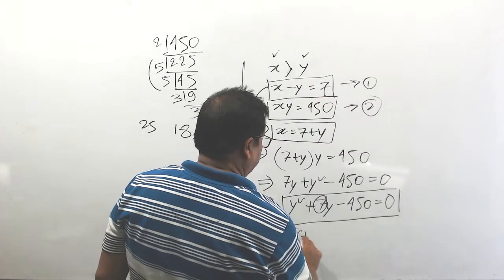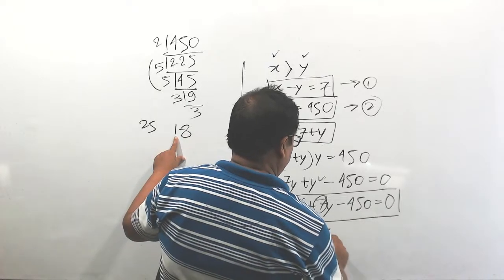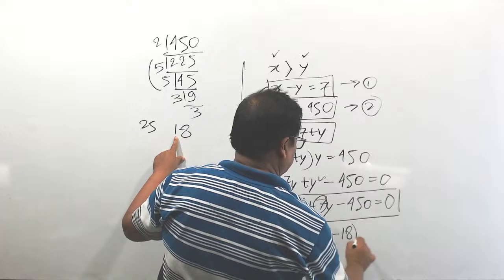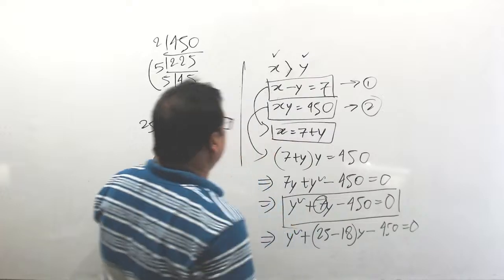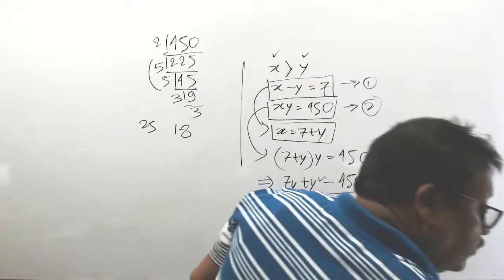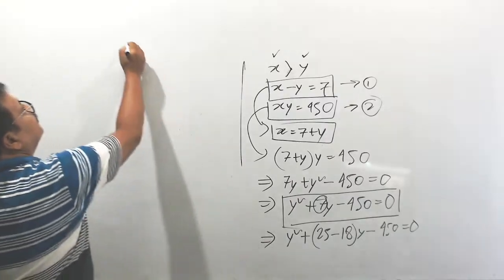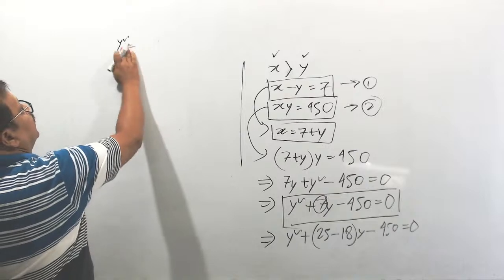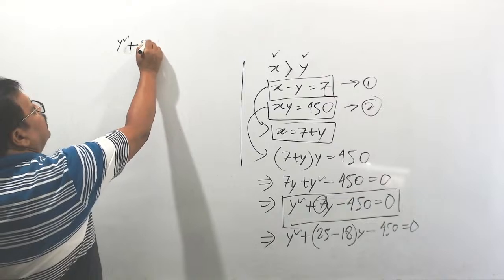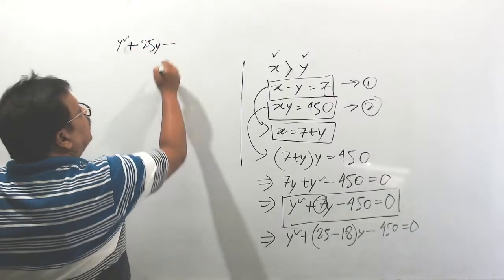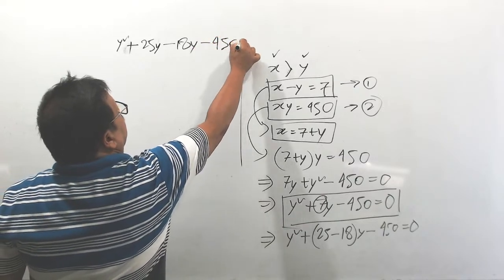y square plus, in place of 7 you will write what? 25 minus 18, minus 450. You have to do it carefully. Okay. Now see, y square plus 25y minus 18y minus 450 equals 0.